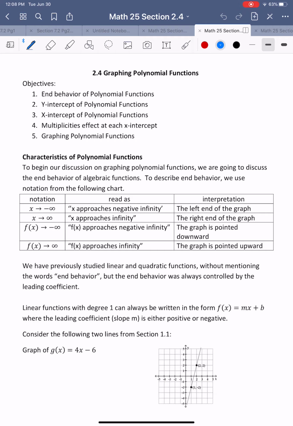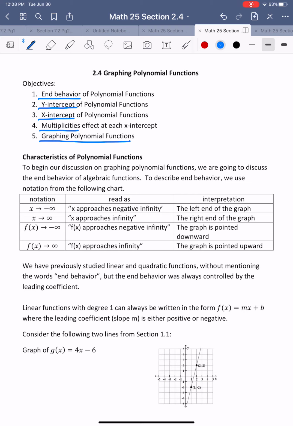The objectives are the behavior of the polynomial function, the y-intercept for a polynomial, the x-intercept for a polynomial, the effect of multiplicity at the x-intercept, and then graphing the polynomial function overall. So, characteristics of polynomial functions.